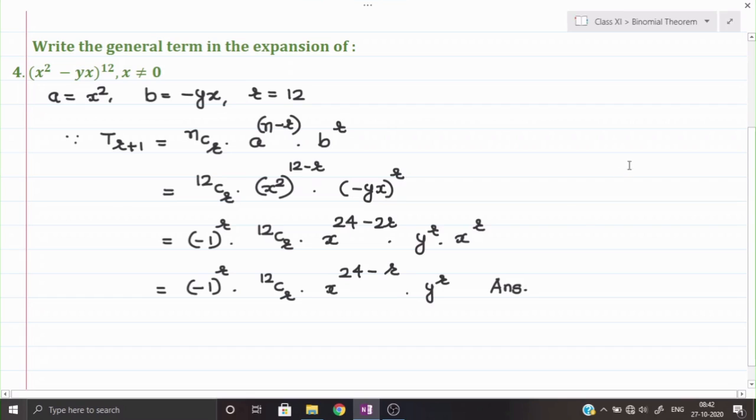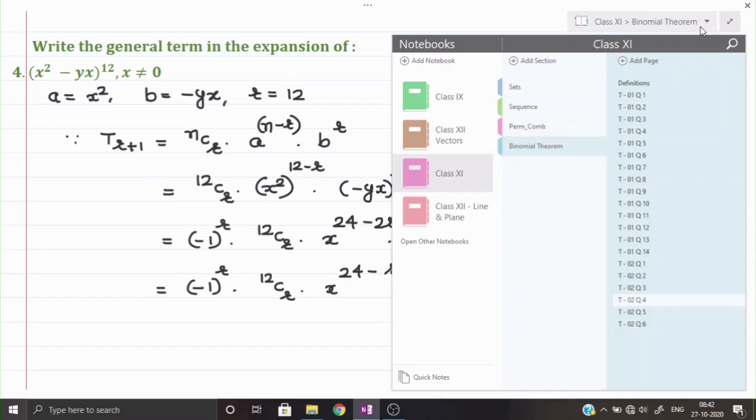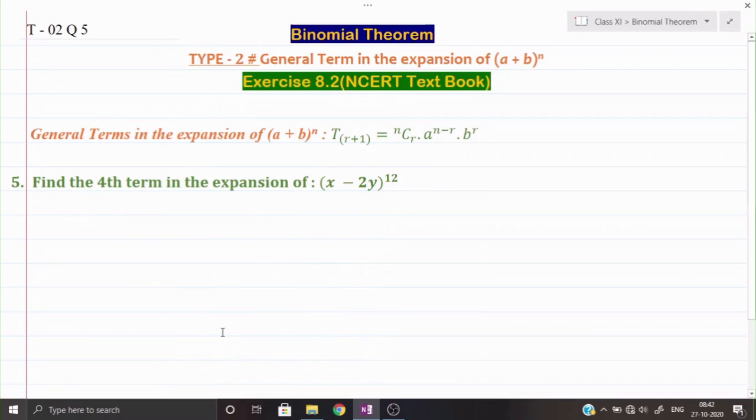Okay, now let us see question number 1. In the first question, or else we can see question number 5. Question number 5 is also a little more simple. We'll solve question number 5 and 6, then we'll go to questions 1 and 2. Okay, so let us see question number 5.